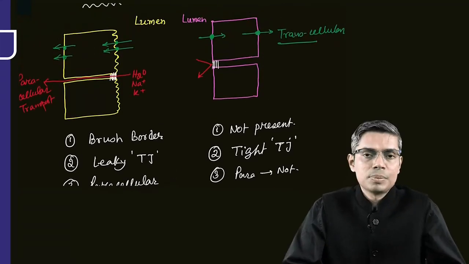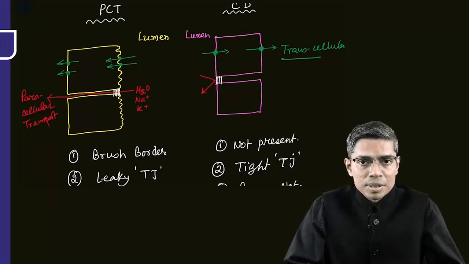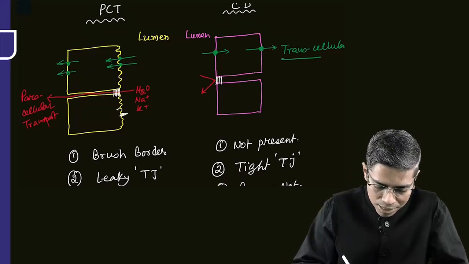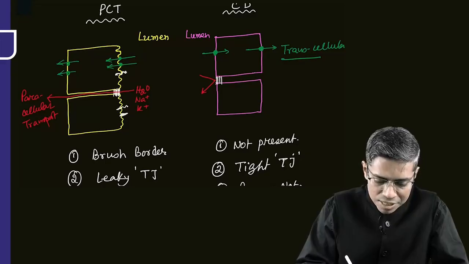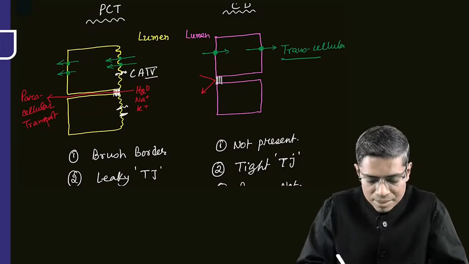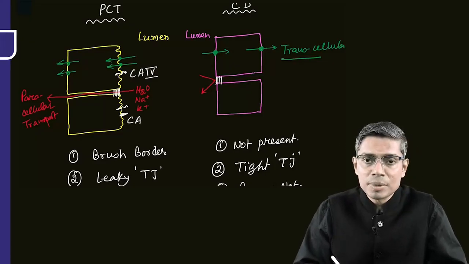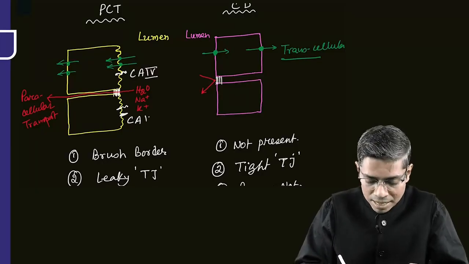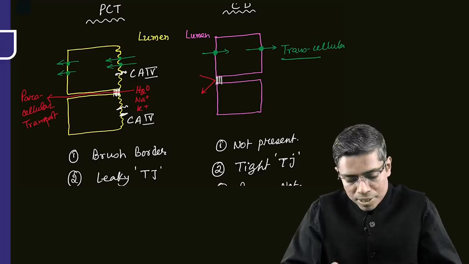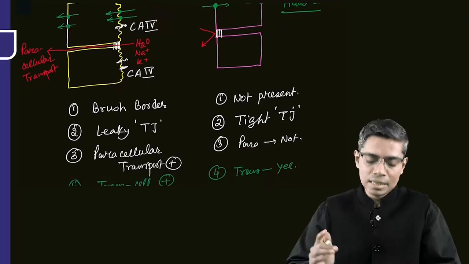Now the last difference between these two: the microvilli of the proximal tubular epithelial cell contain an enzyme known as carbonic anhydrase. I am writing here CA, carbonic anhydrase enzyme type 4. Please remember this enzyme is specific for the microvilli membrane. Because microvilli are not present in the collecting duct, carbonic anhydrase type 4 is not present in collecting duct cells.